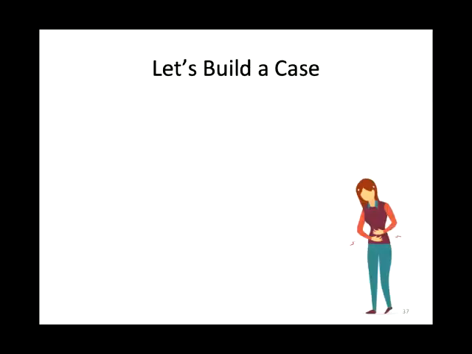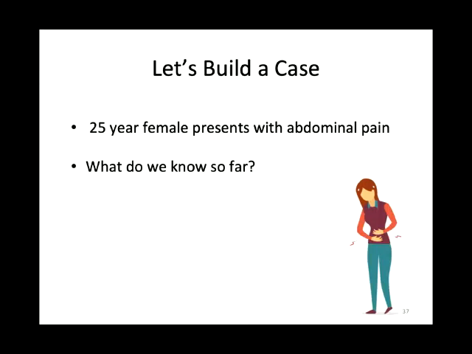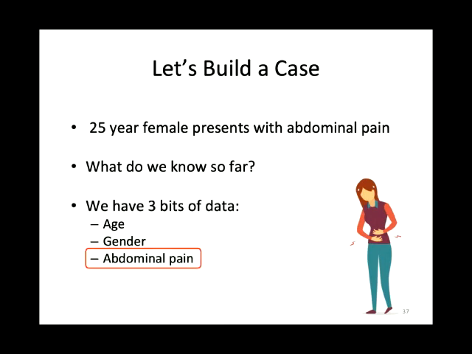Okay, let's build a case. This is going to be slightly painful, and I apologize, but there, again, is going to be a point to all of this. So 25-year-old female presents with abdominal pain. What do we know so far? She's pregnant until proven otherwise. Yes, we also know her age. We know the gender. And so we have 3 pieces of data. That's what we know without making any assumptions.